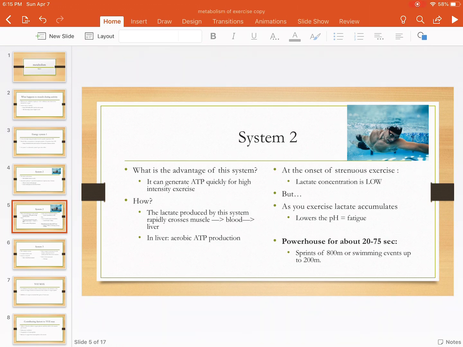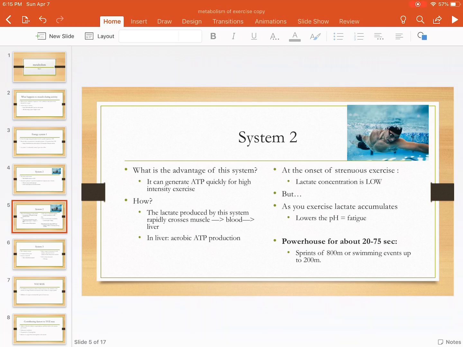At the onset of this system, obviously the lactic acid concentration is low, so you don't feel much. But as the exercise is going on, most of us do not stop our activity after the first 50 seconds, right, or 40 seconds. The lactic acid concentration now is building up. It's building up.